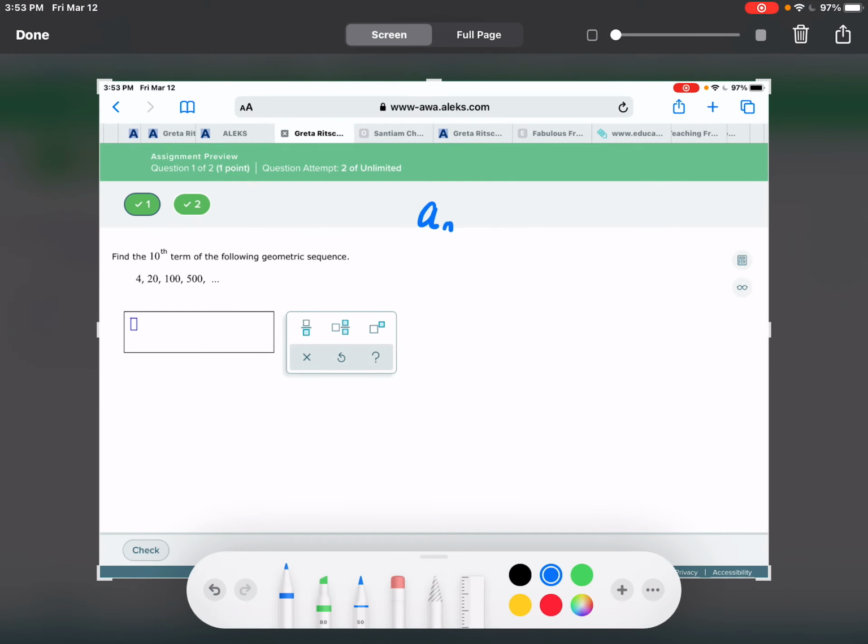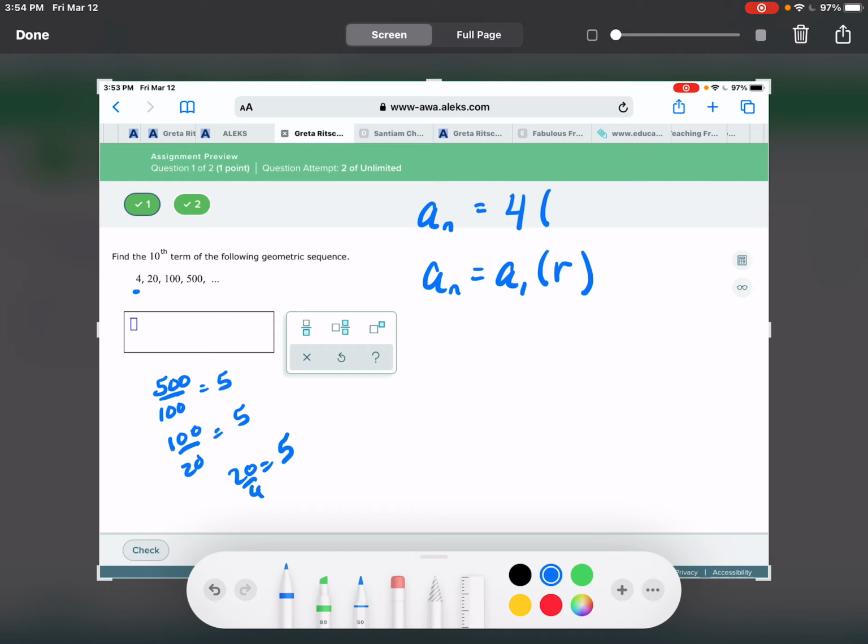A sub n equals a starting amount, which in this case is 4. It's just your first term. We could probably make this into a better formula for you. A sub 1 times the common ratio, we'll call that R. The common ratio here is going to be 500 divided by 100, which is 5, or 100 divided by 20, which is 5, or 20 divided by 4, which is 5. So we can see that that's nice and consistent. And then we're going to always do this to the n minus 1.